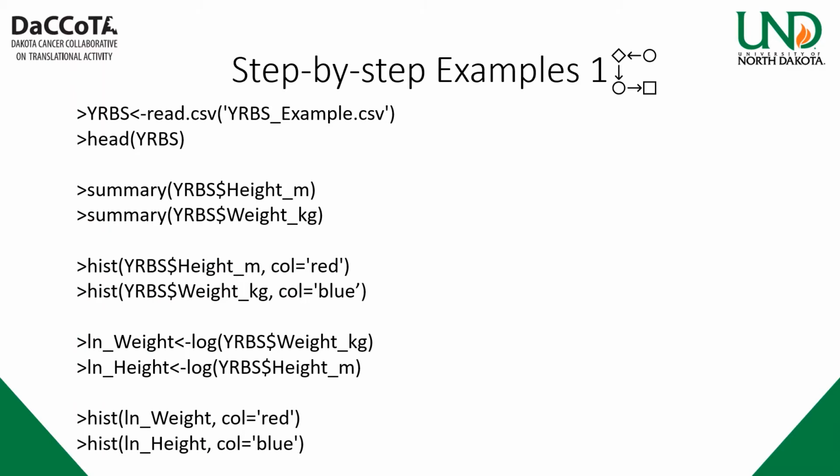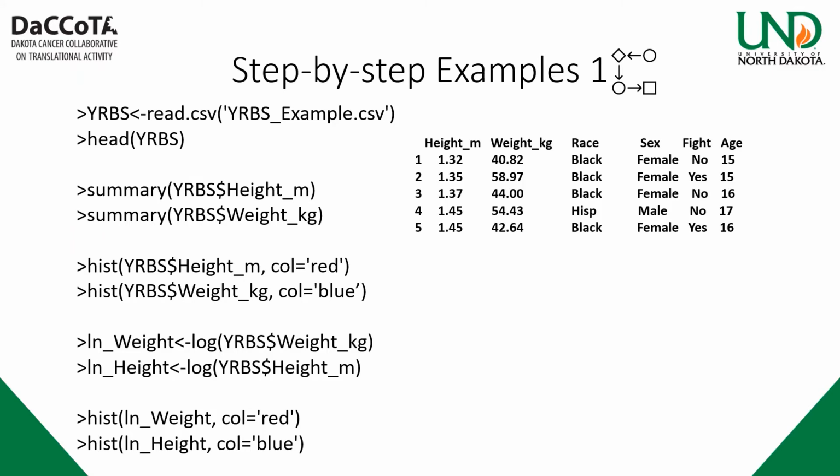So I'm going to start out here with our code. We're going to get our data set in here and take a look at it with head. You can see here we have height in meters, weight in kilograms, race, sex, age. We also have this other category that we're not going to use right now, so it's important to understand what your data is and what you are and aren't going to use. So for a simple example, we'll just use height and weight.